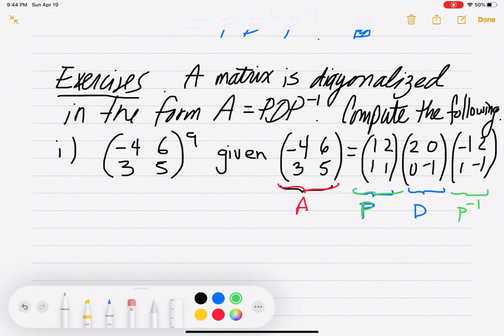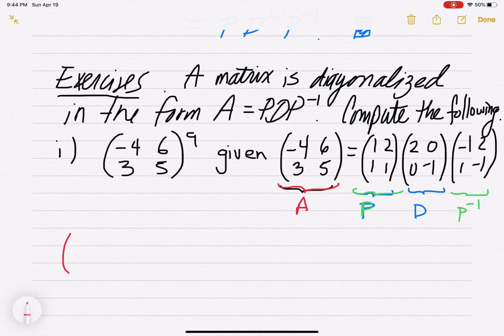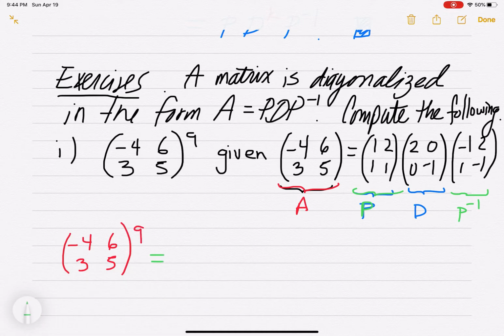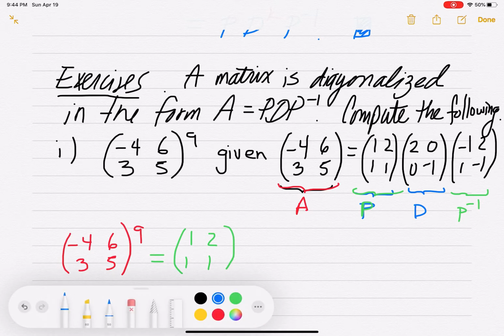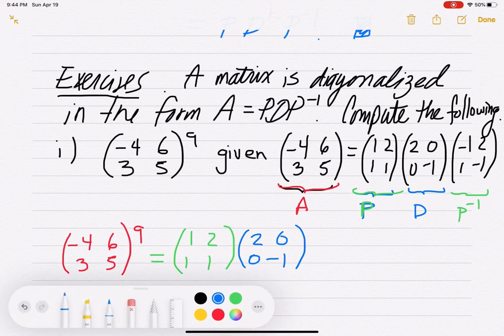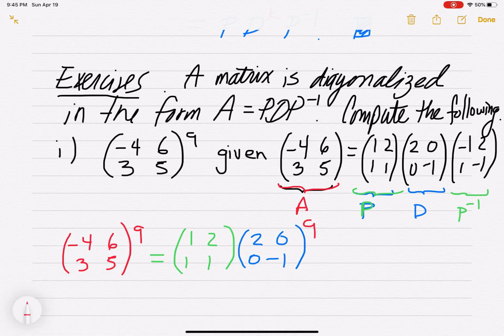So, what are we after? We're after A to the 9th power, [-4, 3; 6, 5] to the 9th power. Well, that's going to be P D to the K, P inverse. So we're going to have [1, 1; 2, 1]. The P doesn't change. But then we're going to have D, [2, 0; 0, -1], to the kth power, which is 9 here. Then you're going to have P inverse, which we have here as [-1, 1; 2, -1].